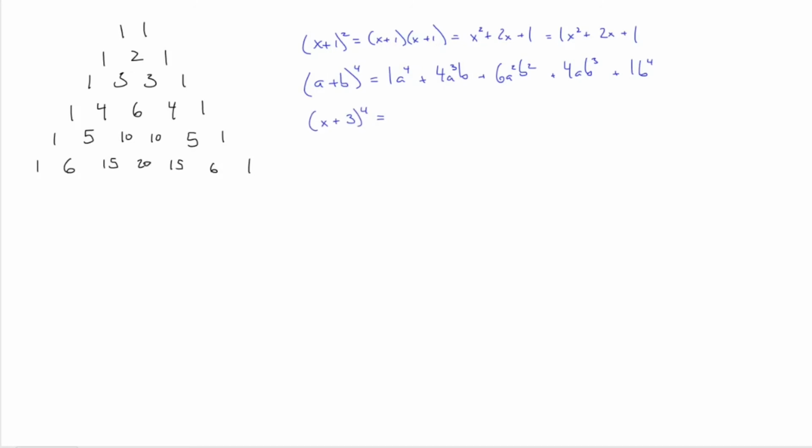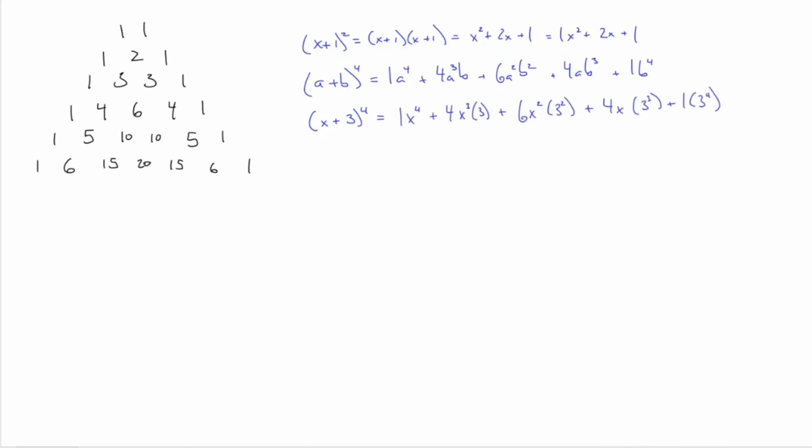But what if you needed to compute x plus 3 to the fourth? Well, one way to do it, of course, is to write x plus 3 times x plus 3 times x plus 3 times x plus 3 and do all the work and distribute each time and come up with some fourth degree polynomial, but that's a lot of work. Another way is to use Pascal's triangle, which basically just gives us the answer.